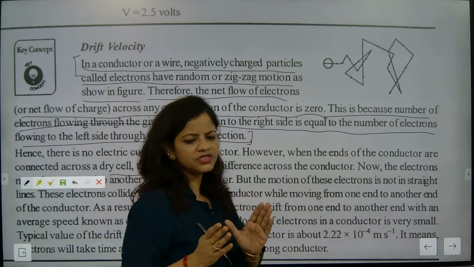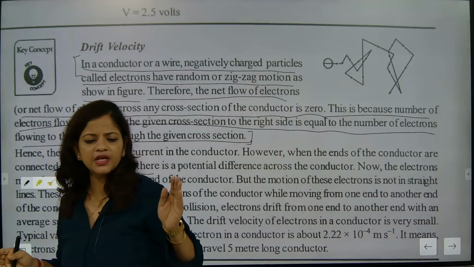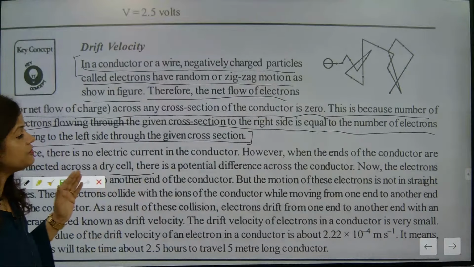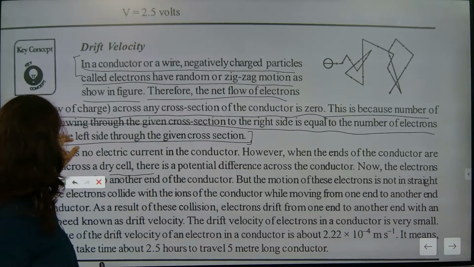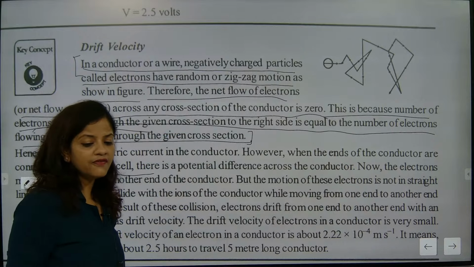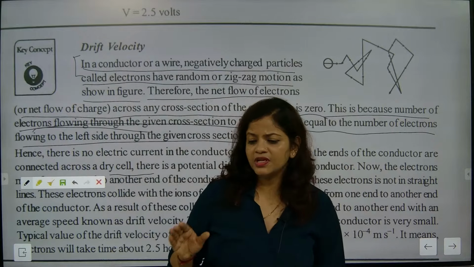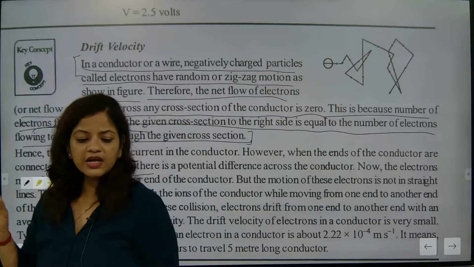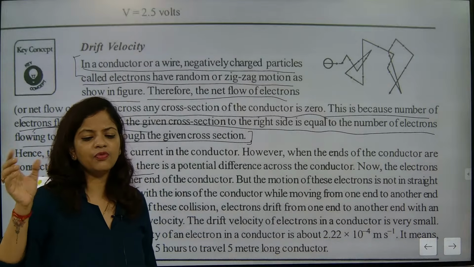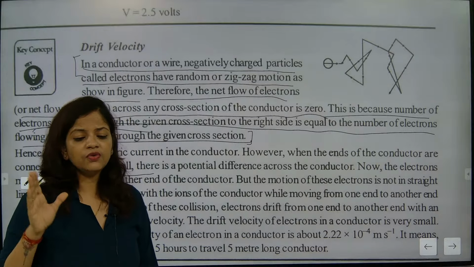So on the right and left side, whatever number of electrons there are, the number of electrons will be the same, and because of that only the net flow is considered as zero. Please kindly note down: negatively charged particles called electrons have random or zigzag motion. They keep on moving here and there.